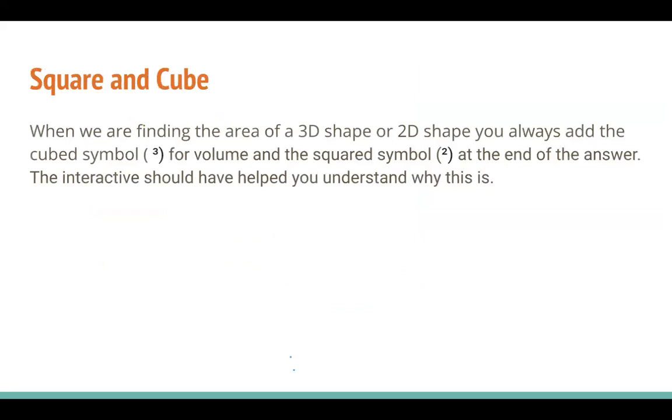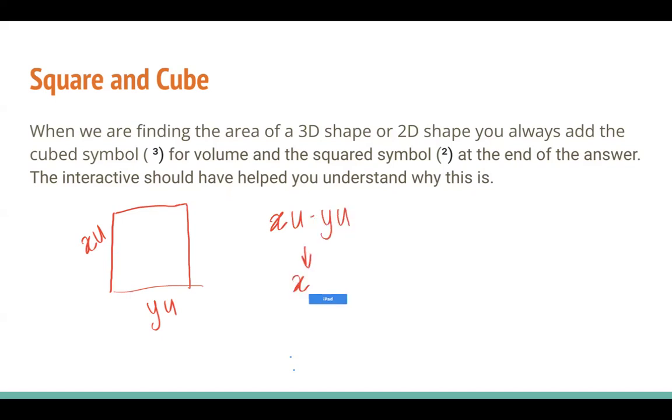Okay, we'll move on. So we'll first look at squares and cubes. When we're finding the area of a 2D shape or the volume of a 3D shape, you always add the squared symbol for area and the cubed symbol for volume at the end of your answer. Think about it this way: if you have a square, you have x units here and y units here. When you multiply them together, you get x units times y units, so you end up with xy units squared. That's why there's a square there.